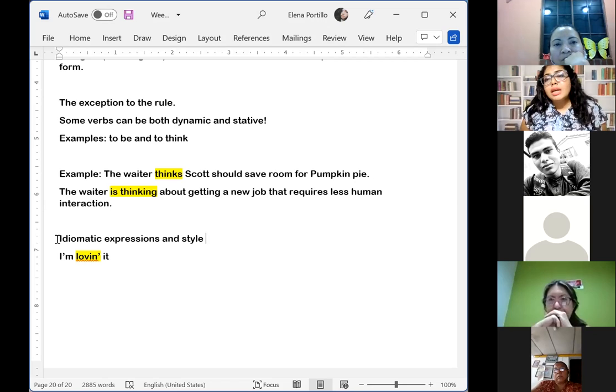Si nosotros estamos aprendiendo o enseñando inglés, nos recomiendan que no utilicemos estos idiomatic expressions, porque eso lo utilizan, ya decíamos, más que todo para los comerciales, para las letras de las canciones, y no lo podemos utilizar nosotros porque no va a ser algo formal. So, if we are going to write something formal, we are going to be very precise and short with the information that we are giving in that part.